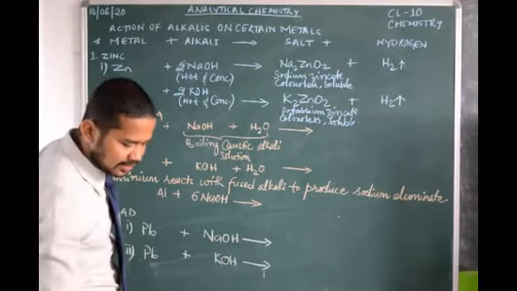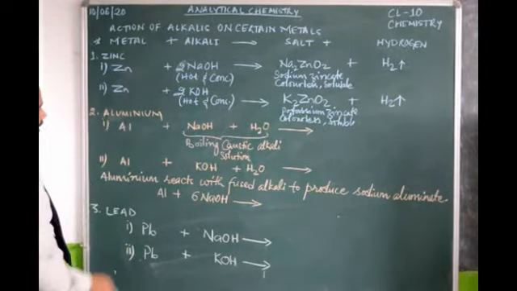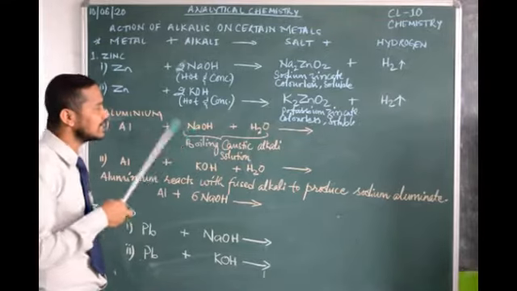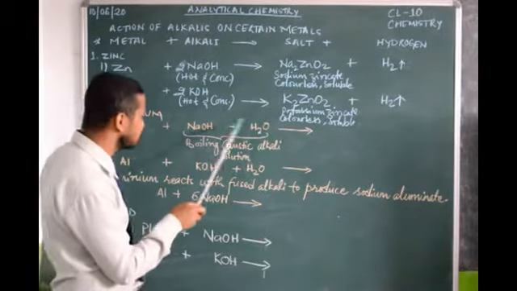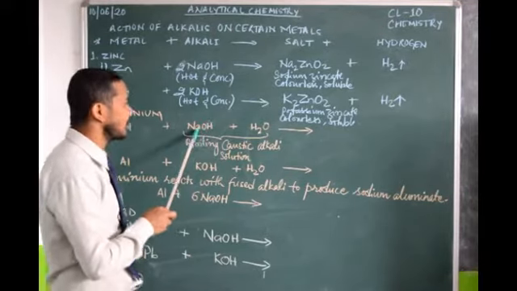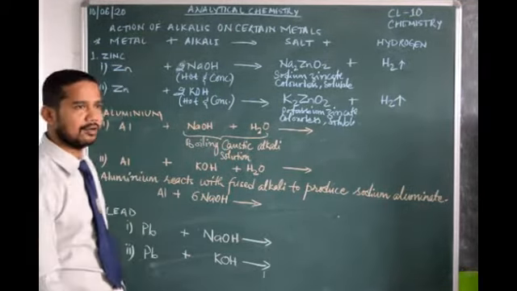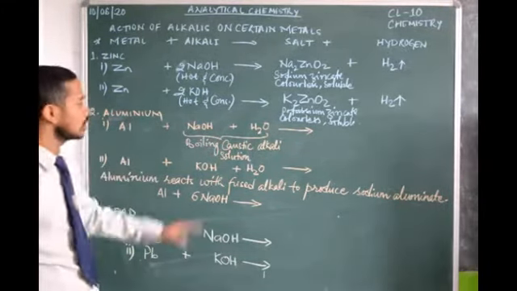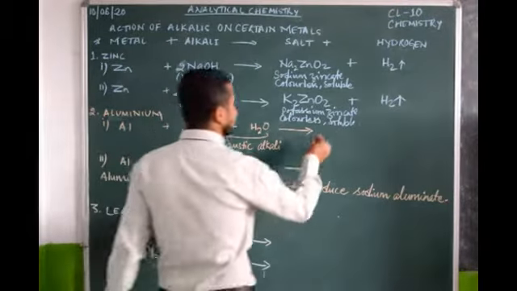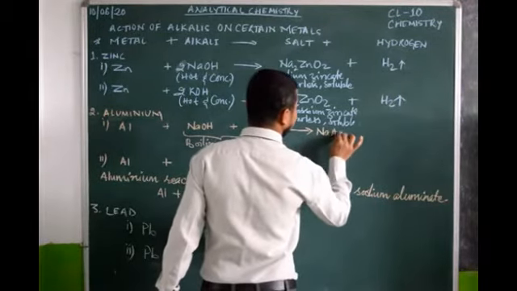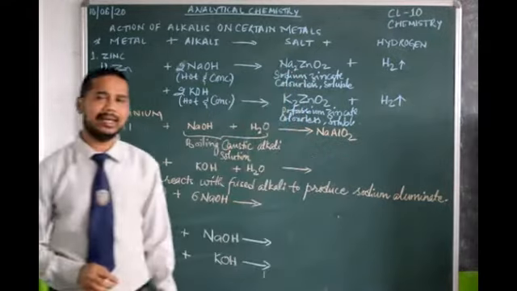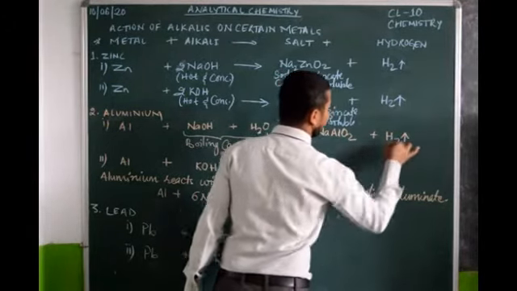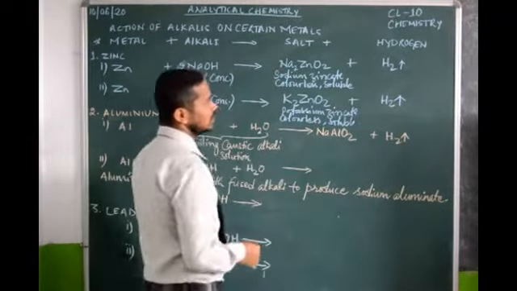So we'll begin now with aluminium. Aluminium, Al, not only reacts with sodium hydroxide, but it needs a solution of sodium hydroxide. That means sodium hydroxide in water. So what happens when aluminium reacts with sodium hydroxide solution? We will be getting NaAlO2 plus hydrogen gas. Now NaAlO2, what is the name for this?